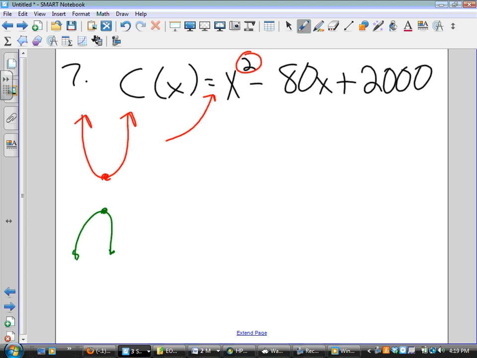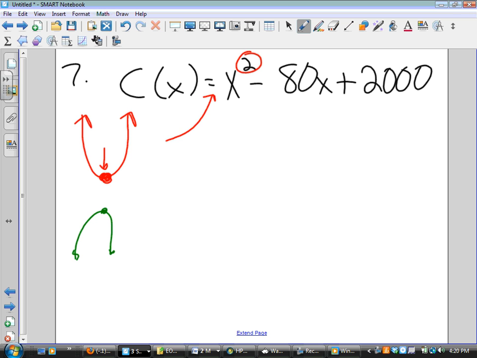So this guy right here is the vertex of the parabola. Again, we're not concerned with the exact location. We just want the general shape so we can understand the problem. Okay, so basically what we want to know is how many TVs should we produce to minimize the cost. So we are looking for this point. We want to know what is that point. And the X value at that point is the number of TVs that we should produce.